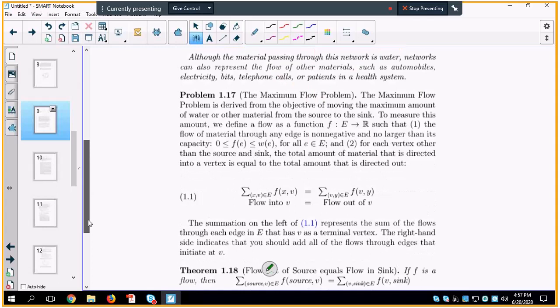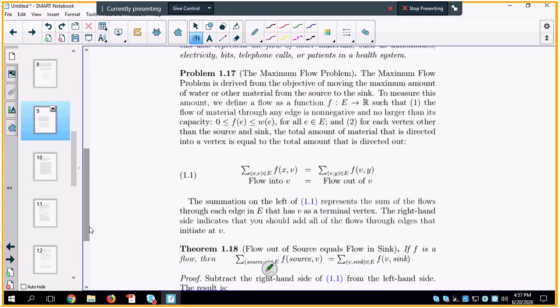So that brings us to the maximum flow problem, which is derived from the objective of moving the maximum amount of water or another material from source to sink. To measure this amount, we have to define a flow. So we define a flow as a function from the set of edges to the set of real numbers, such that the flow of material through any edge is non-negative and no larger than its capacity. So in mathematical terms, that's 0 is less than or equal to the flow of material through any edge is less than or equal to the weight of the edge for all E in the set of edges.